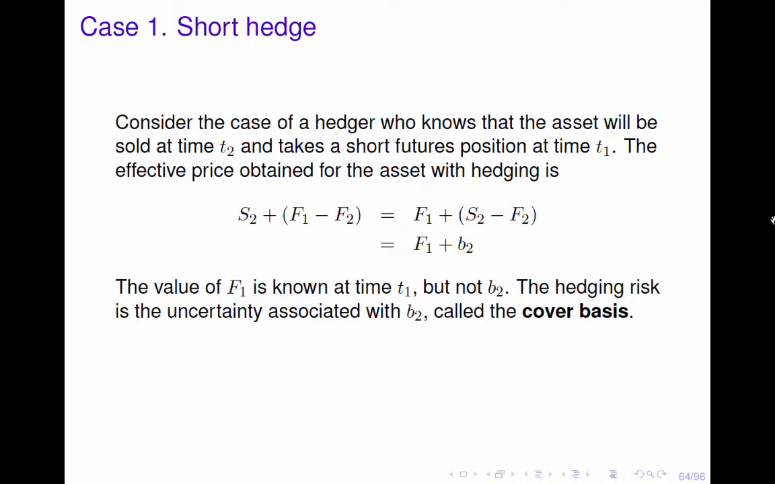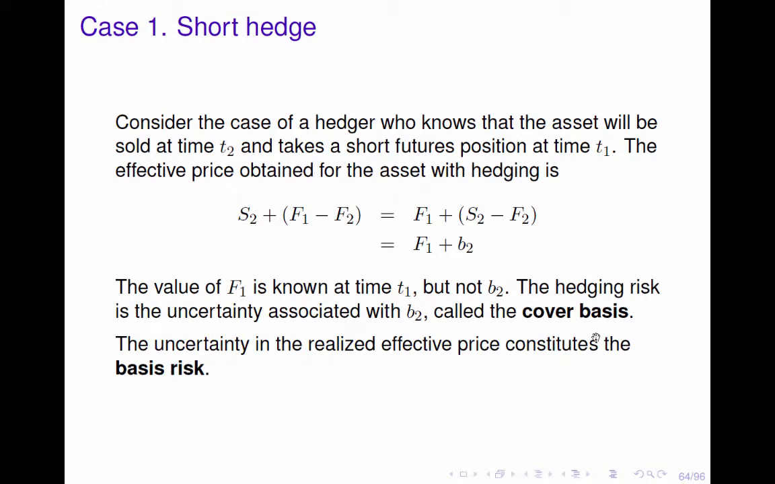Note that at time T1, the value of F1 is known, but that of B2 is unknown. Therefore, the hedging risk is the uncertainty associated with B2, called the cover basis. The uncertainty in the realized effective price constitutes the basis risk.